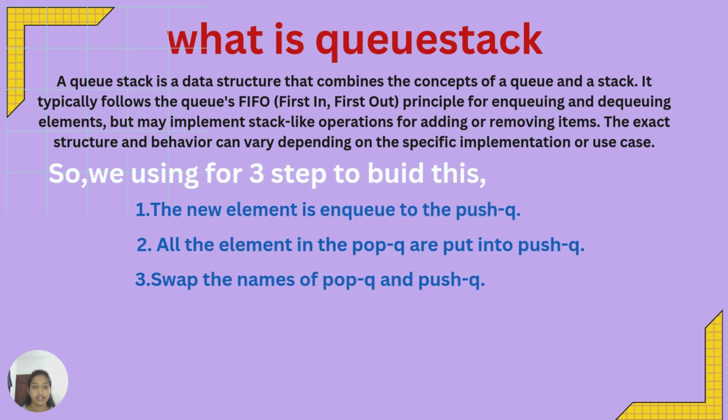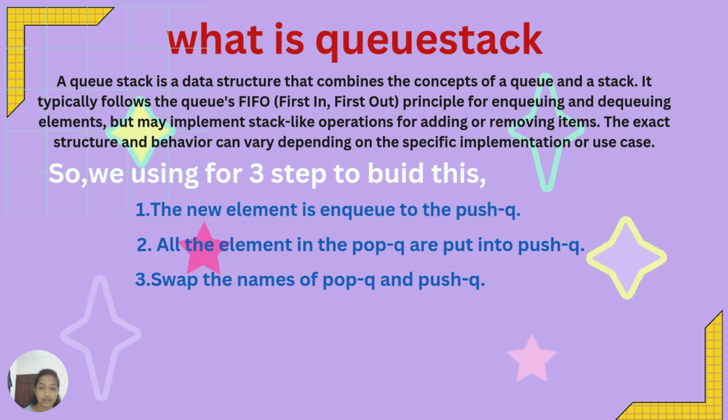A queue-stack is a data structure that combines the concept of a queue and a stack. It typically follows the queue's FIFO principle for enqueue and dequeue of elements, but may implement stack-like operations for adding or removing items. The exact structure and behavior can vary depending on the specific implementation or use case.